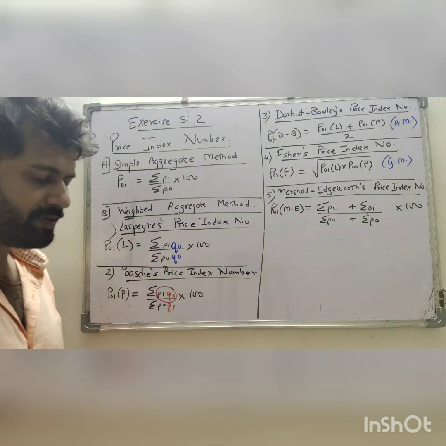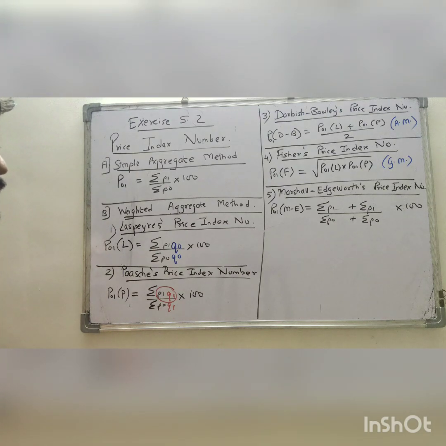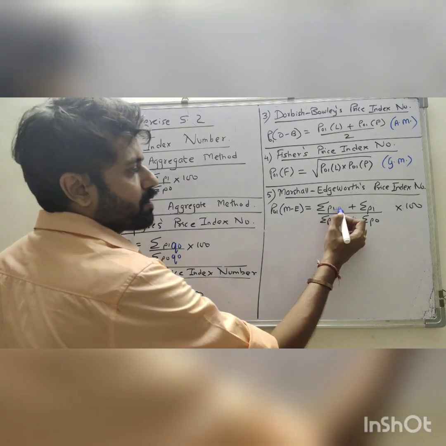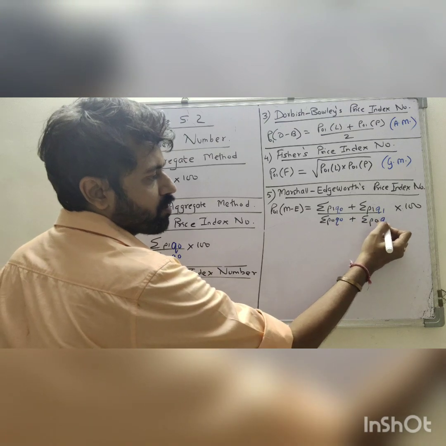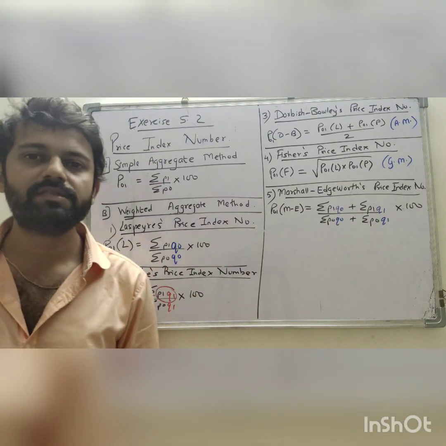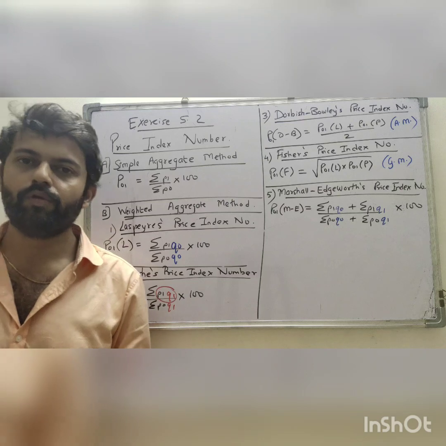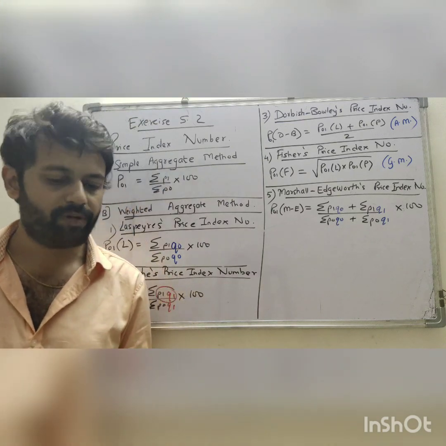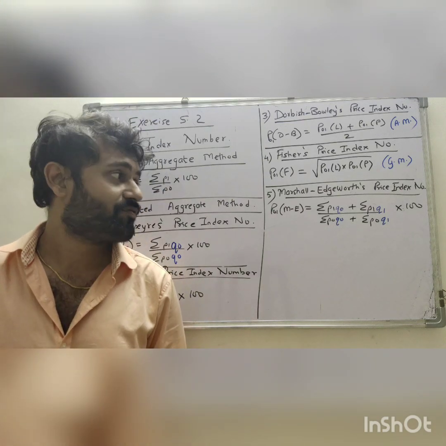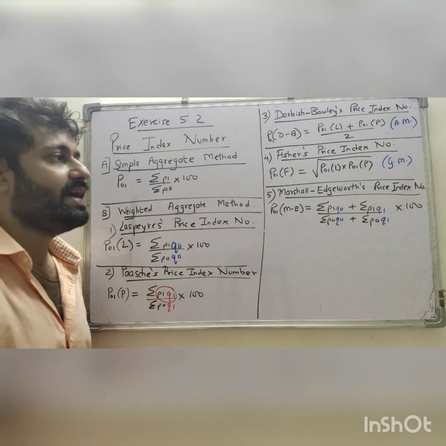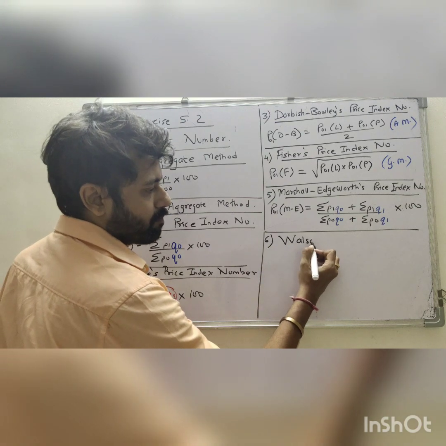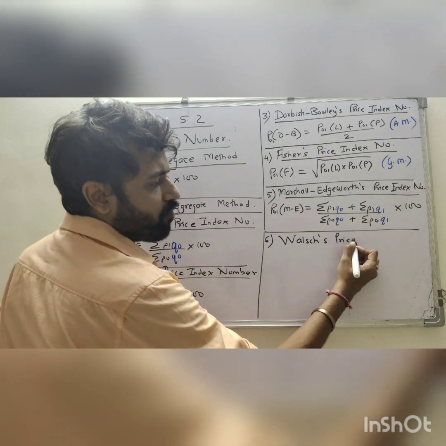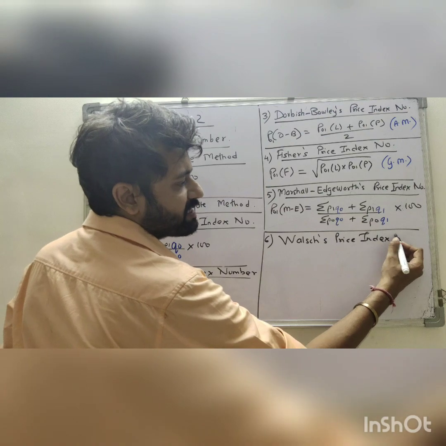It's easy to remember. All right, remember this: Q0, Q1, Q0, Q1. This is how you can remember. You can develop your own technique to remember the formula. So this formula is given to us by Marshall Edgeworth. The last formula is Walsh. Walsh price index number.